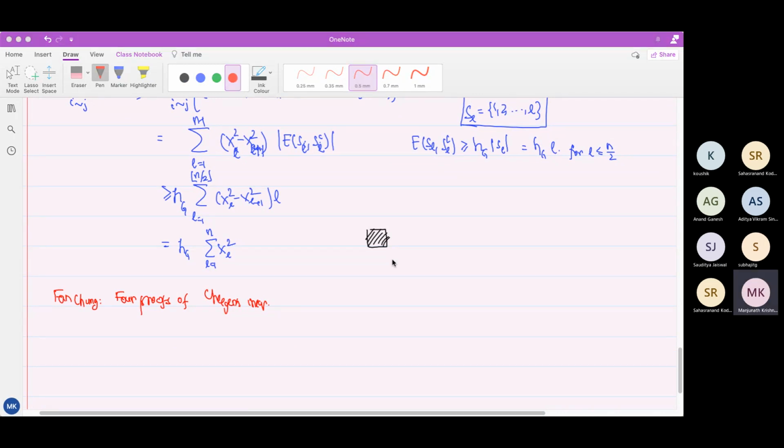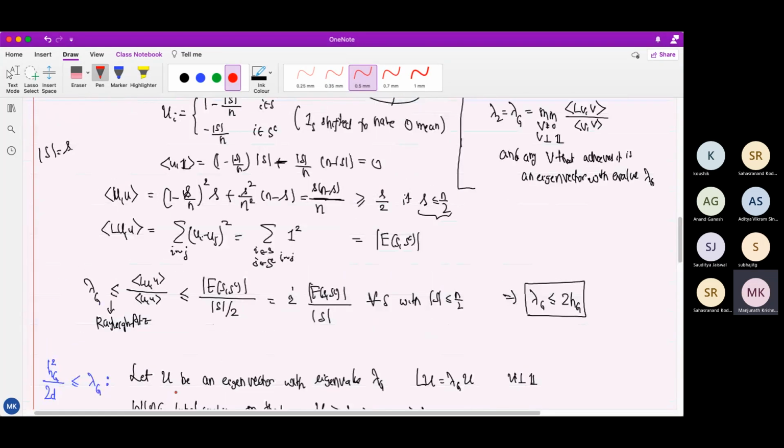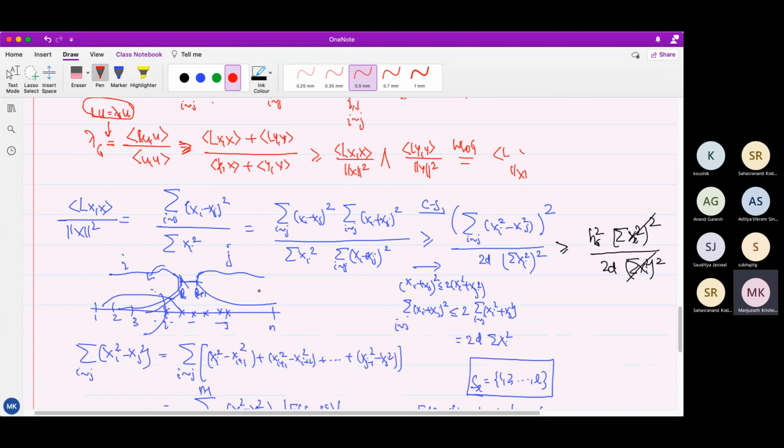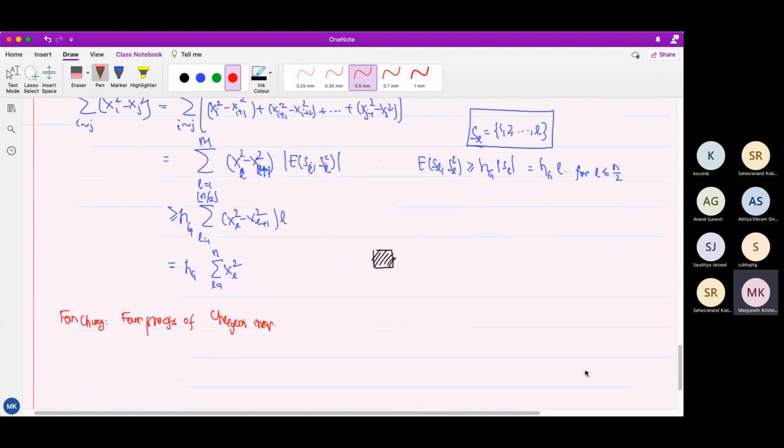Okay, so maybe I will just end here. So next time I will maybe start by saying a word about this Alon-Boppana thing, and then go on to the proof of existence of expanders. Okay, I'll stop here.